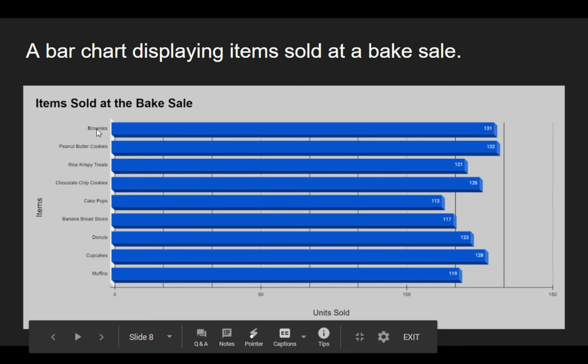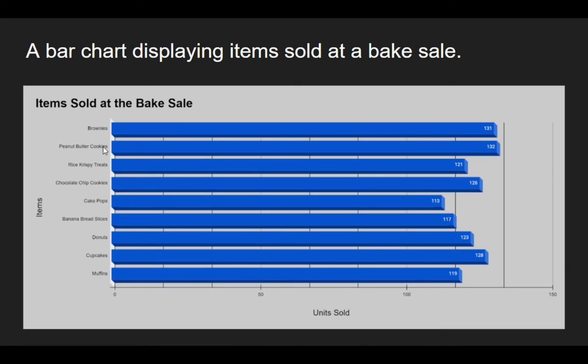So in this one, I have different types of items like brownies, peanut butter cookies, Rice Krispie treats, chocolate chip cookies. There's just a little bit more room for me to get those titles in, but it's basically showing the longer the bar is, the more items there are. So at a quick glance, I can see that the food item that I have the most of was peanut butter cookies, and there were 132. The item that I had the least amount of was cake pops at 113.